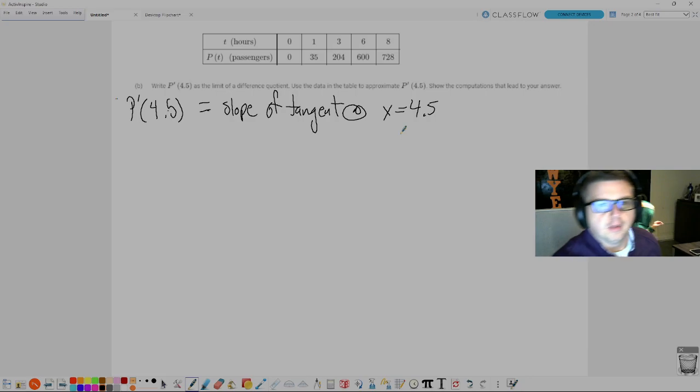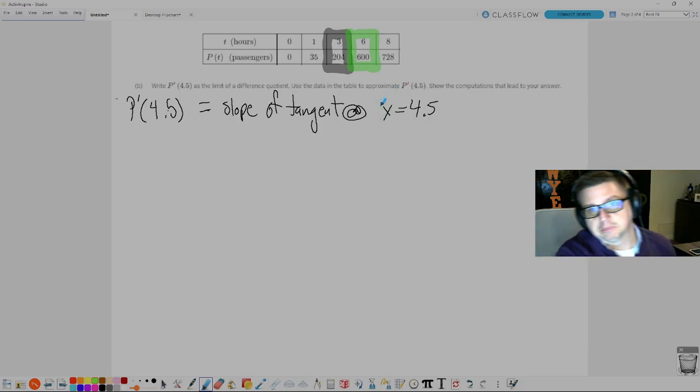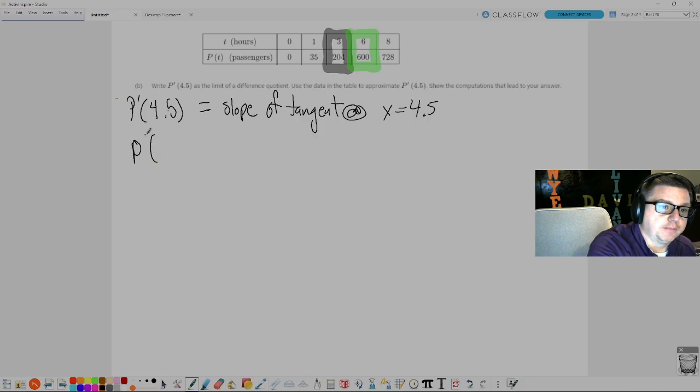Yeah. Okay. So we need the slope of the tangent at x equals 4.5. Can we find the slope of the tangent at that value? Not really. But what do we have? We've got 3, and we've got 6. And what's in between 3 and 6? Well, there's 4.5 there somewhere. So let's find the average rate of change, which is approximately the instantaneous rate of change, right?